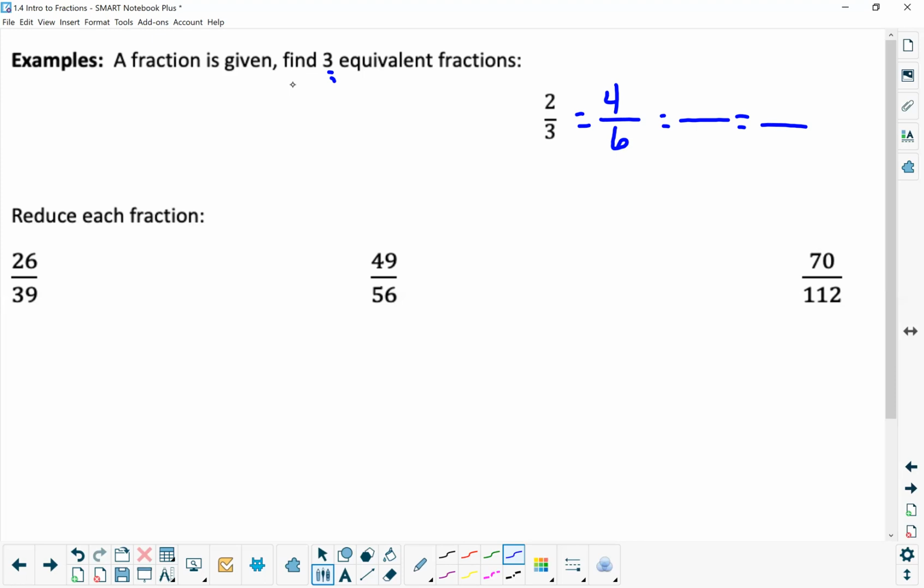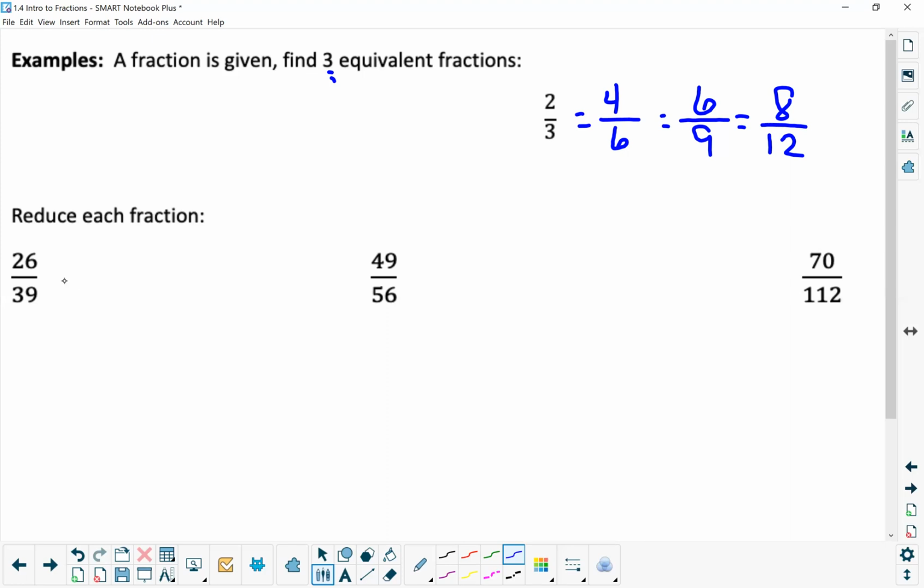You don't have to. There are an infinite number of possibilities. But if I go 2 over 2, 3 over 3, 4 over 4, that will always give me kind of some small numbers easier to work with. So if I take 2/3 times 3 over 3, 2 times 3 is 6, 3 times 3 is 9. And then again, 2/3 times 4 over 4, 2 times 4, 8, 3 times 4, 12. All of those fractions are equivalent.